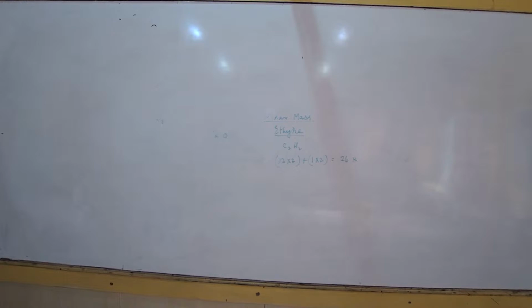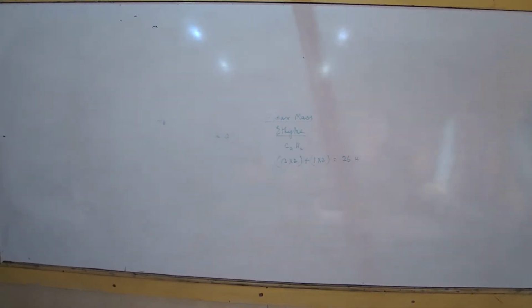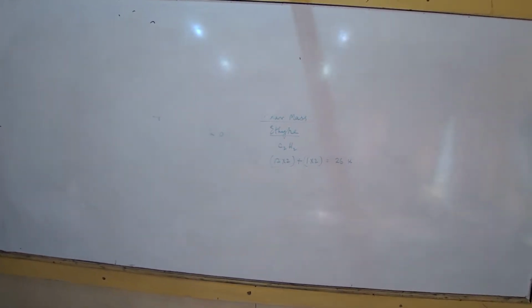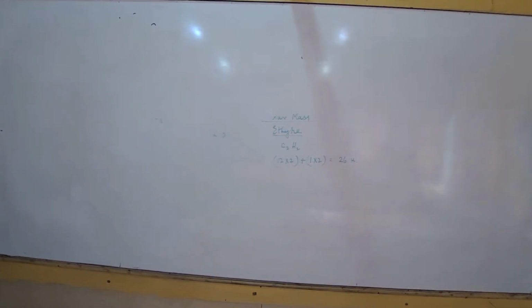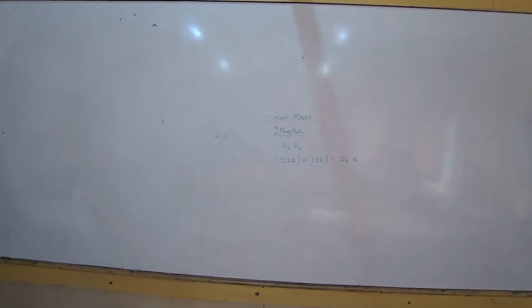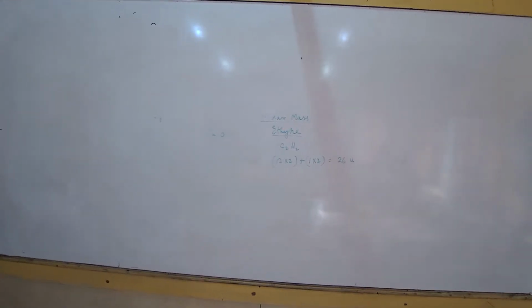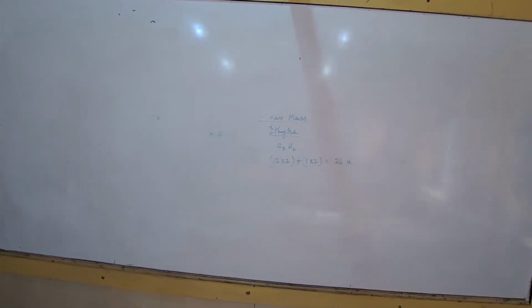Last one is nitric acid. Do it correctly. HNO3. What is O3? O3 itself is ozone, but here O3 does not mean ozone. It means three atoms of oxygen. 21 into 4, 84. Hydrogen plus nitrogen plus 3 atoms of oxygen.